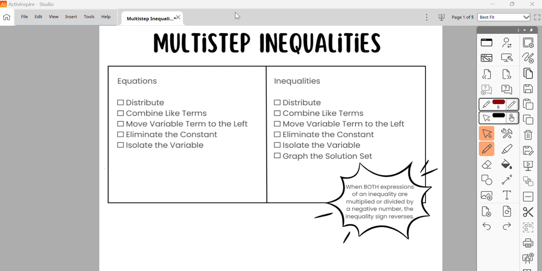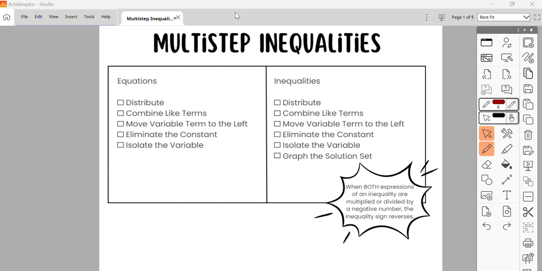Hello everyone, and we are going to talk about multi-step inequalities today. And we're going to start by comparing our steps for solving equations with our steps for solving inequalities. In both cases, we distribute first, then we combine our like terms, usually using a T-chart.